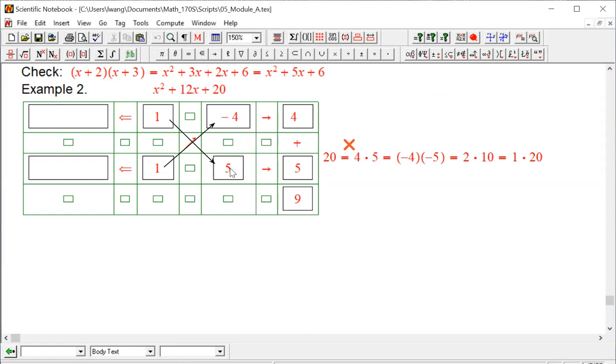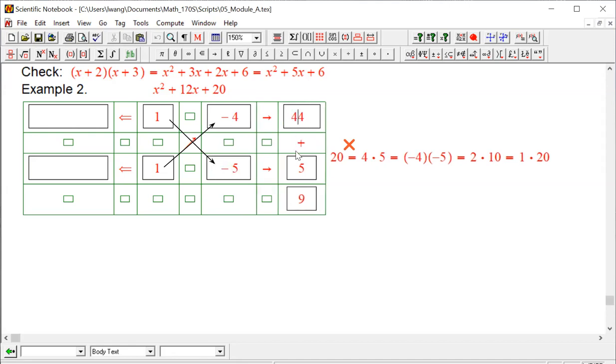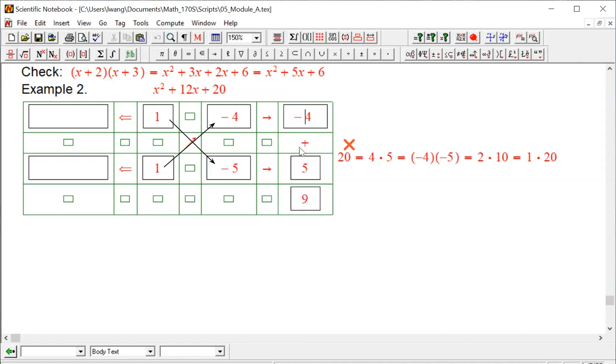Okay, so how about -4 times -5? That's going to give us -4 plus -5 here, right? Cross multiplication. 1 times -4 is -4. 1 times -5 is -5. And now we get -9. -9 still does not match the positive 12 here. Well, we will have to continue to try. But by this time we have ruled out the second option.